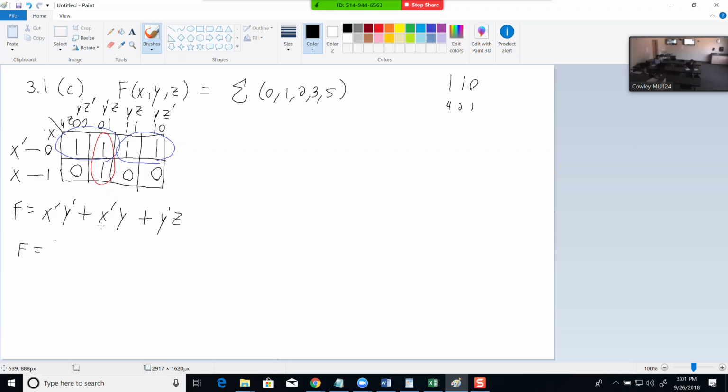Now, if you notice these first two here, they both have an x prime. So if I factor that out, that gives us y prime plus y prime z. And y prime plus y gives us 1, I think. So x prime times 1 is x prime plus y prime z.